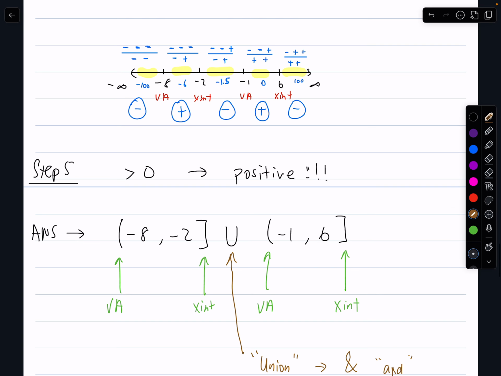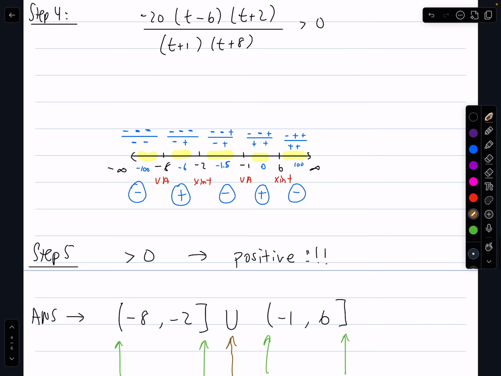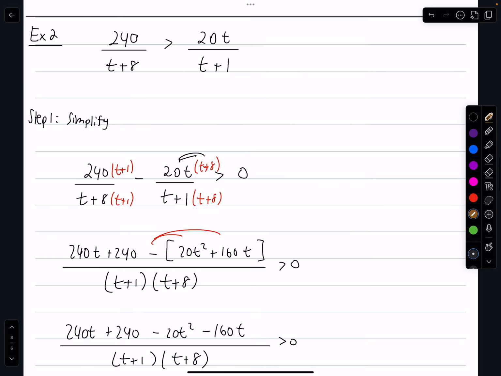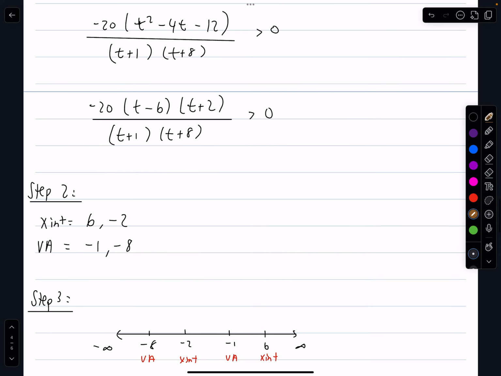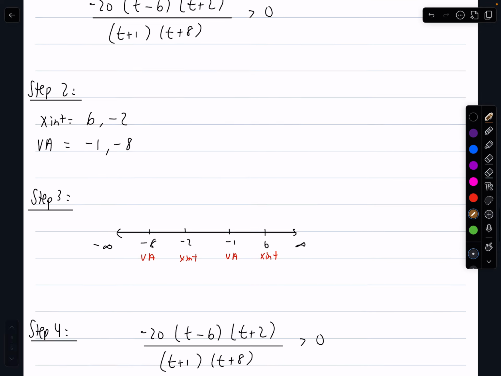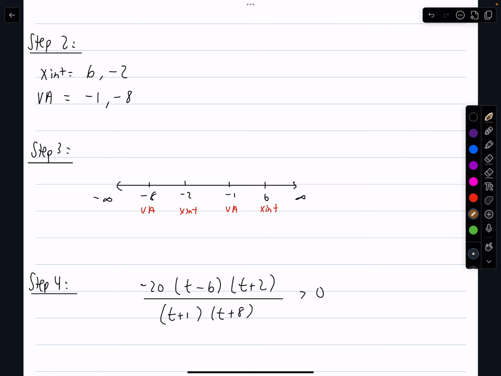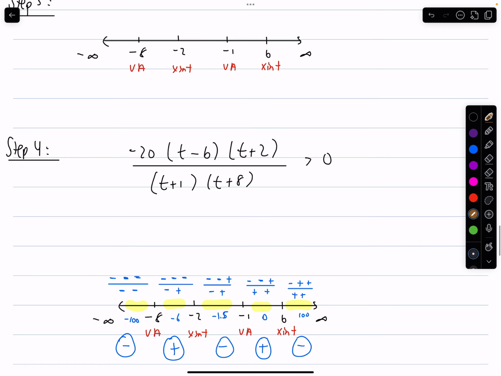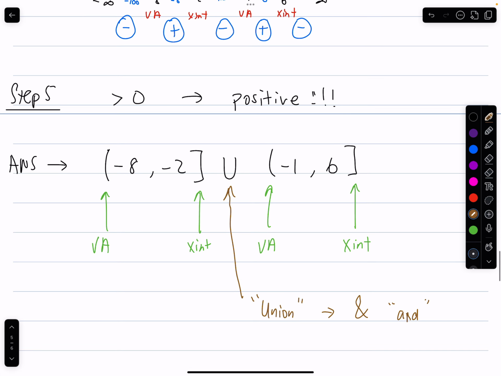So hopefully these 5 steps are really making it a bit easier for you guys to understand how these questions kind of work. It's very, very simple. Let's just recap. Step 1, you simplify. Step 2, you find the x-intercepts and the vertical asymptotes. Step 3, plot it on that number line. Step 4, put it in and do the zone analysis. And step 5, actually evaluate the inequality.